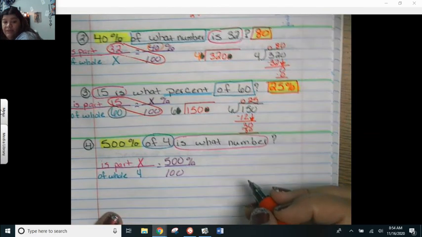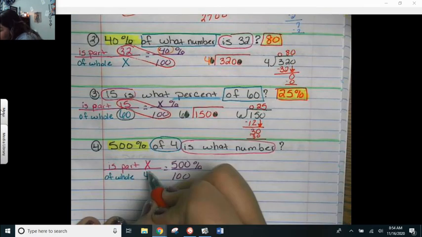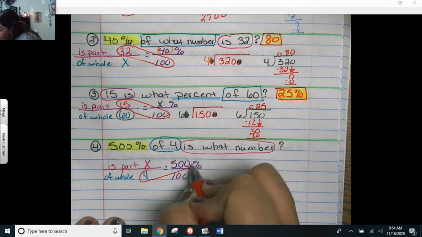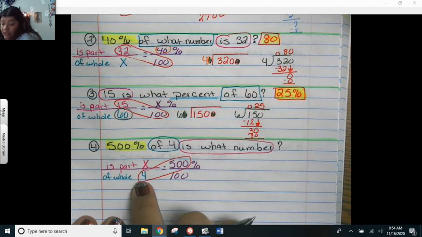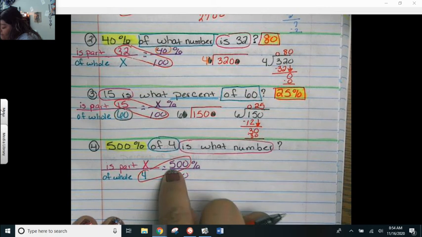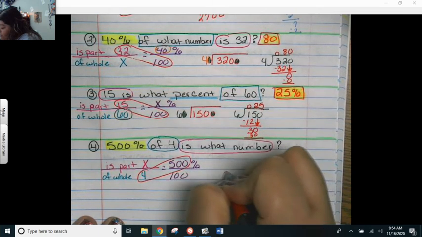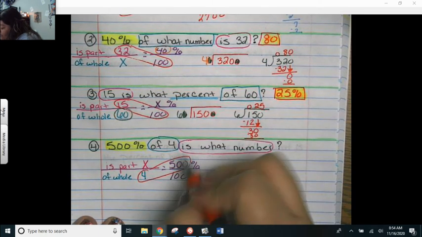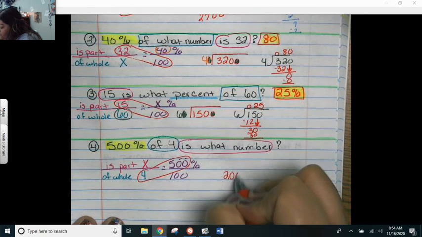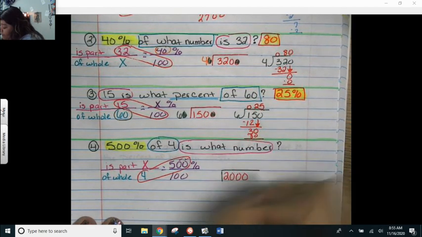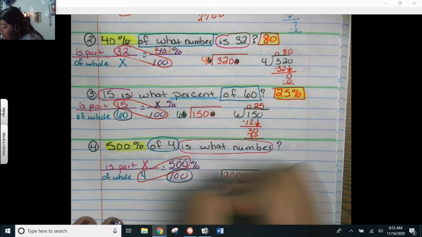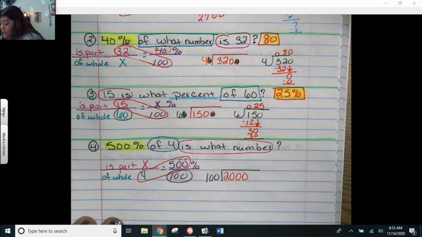Now we cross multiply and divide like we've been doing. So 4 times 500. Now this is just like you're multiplying by 100. What you're really doing is doing 4 times 5 is 20. And then you're going to add in 2 zeros. So 500 times 4 is really 2,000. Okay. And then we're going to divide that by the number left, which is 100. Oh, this is going to be fun.